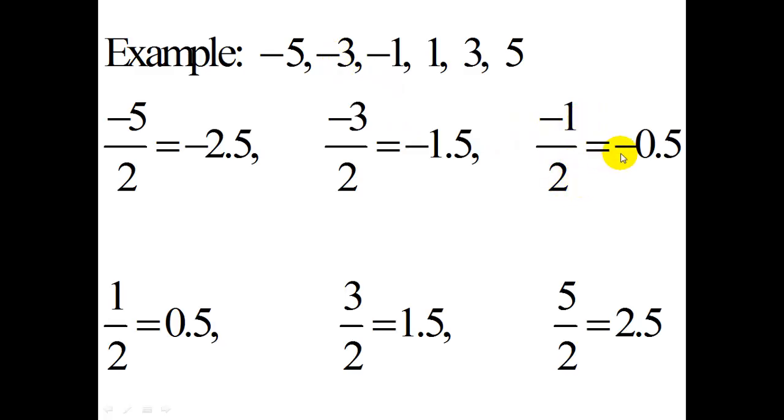-1 divided by 2 equals -0.5. The answer is a decimal. It means that -1 is an odd number. Similarly, 1 divided by 2 equals 0.5. 3 divided by 2 equals 1.5. And 5 divided by 2 equals 2.5. The answers are all decimals, meaning that when we divide the numbers by 2, there is always a remainder. And that's why they are odd numbers. So odd numbers cannot be divided by 2 exactly.